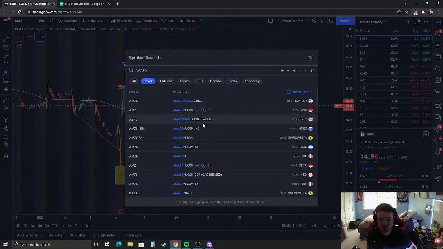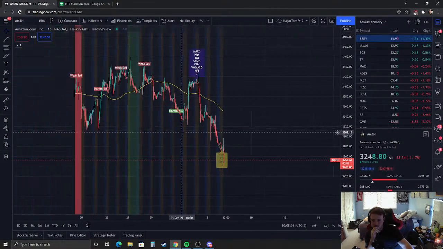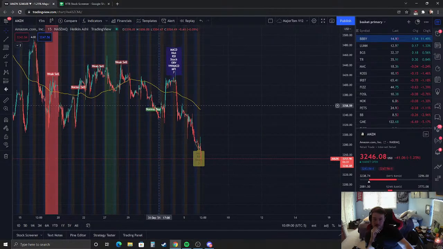I think I saw a strong buy in Amazon earlier. Oh no, it was this normal buy right here, and then it had like a strong bearish right here.